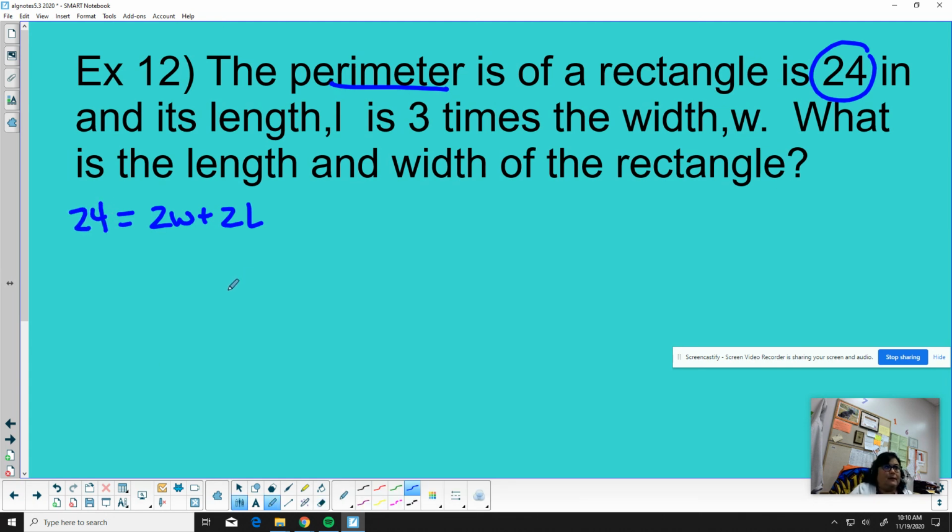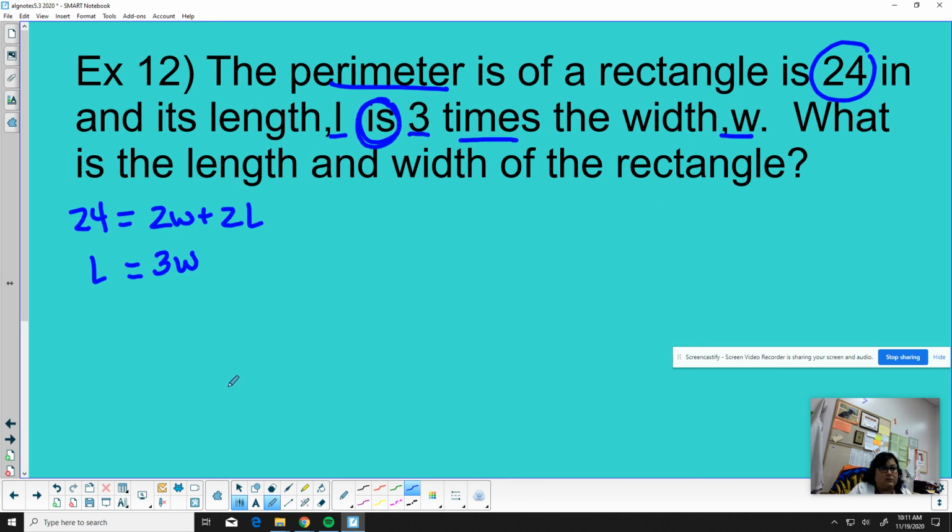Okay, and then it says my next sentence, or actually just its length. Length equals 3 times width. I want to know what the length and the width is. So that's how I came up with my second sentence. I just went word for word: length equals 3 times W.